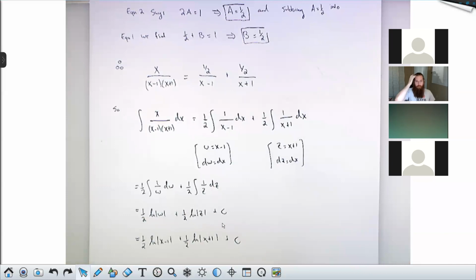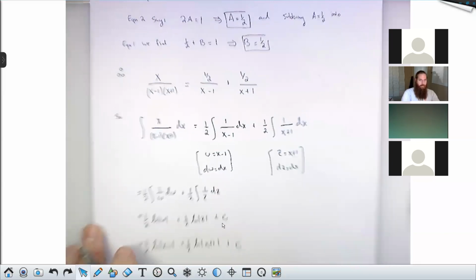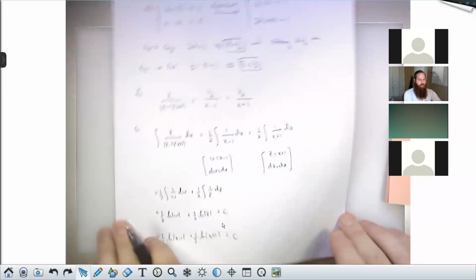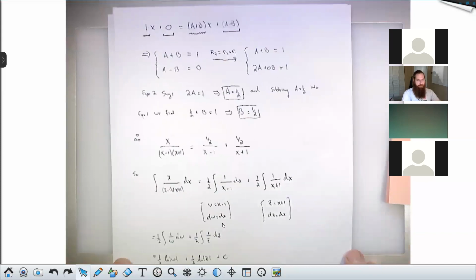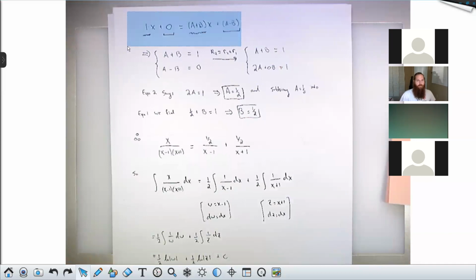So this is the game, and it's not terribly hard. Most of the work in these problems is going to go into solving the linear system. Once you arrive at this line, you get your linear system. The degree of the denominator here was 2, and we had to solve a 2 by 2 linear system, 2 equations, 2 variables.